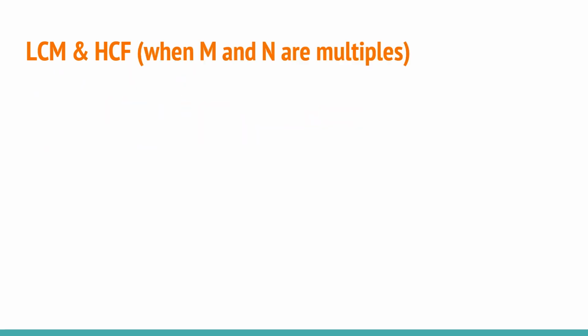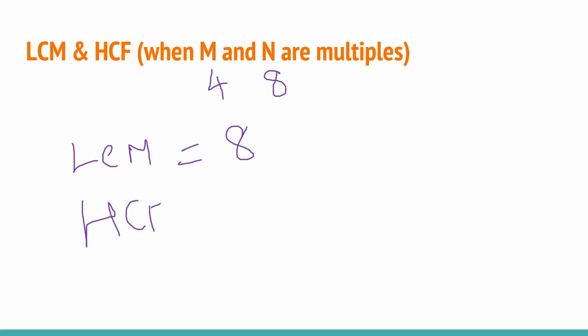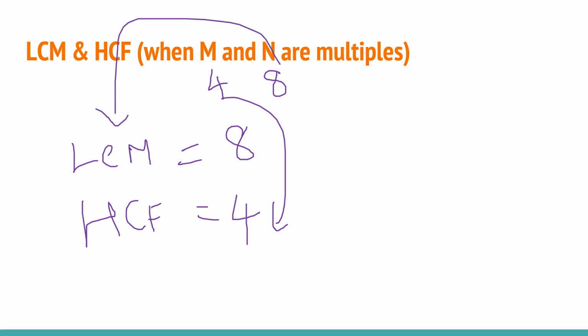Yes. So next, let us see LCM and HCF when m and n are multiples. So consider the value of m is 4 and the value of n is 8. So they are multiples of 4, right? So when m and n values are multiples, the LCM is nothing but the highest of both the values. So LCM is equal to 8 and HCF is nothing but the least of both the values, which is 4. So when two numbers m and n are both multiples, the least value would be the HCF and the greatest value would be the LCM. So this is one of the rules.